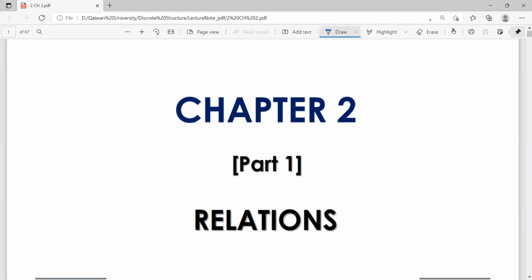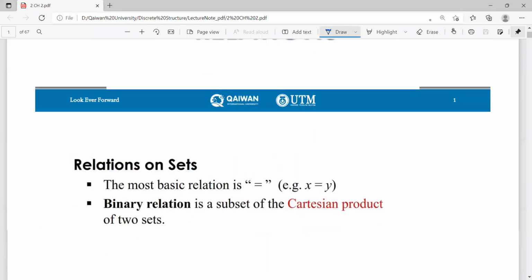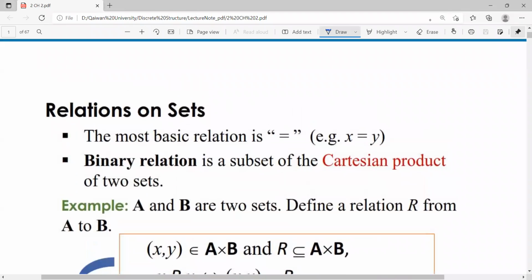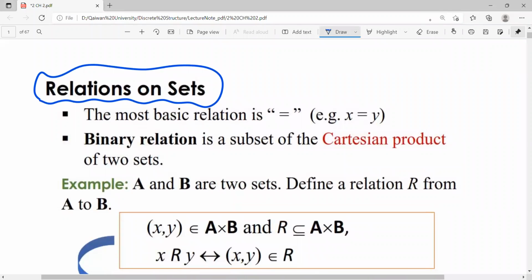In the last lecture, we finished chapter 1. We now have chapter 2. Chapter 2 is 3 parts. The first part is about relations. We talk about relations on sets here in this section of chapter 2.